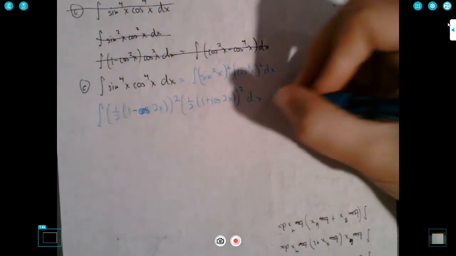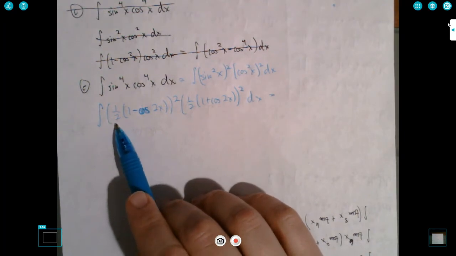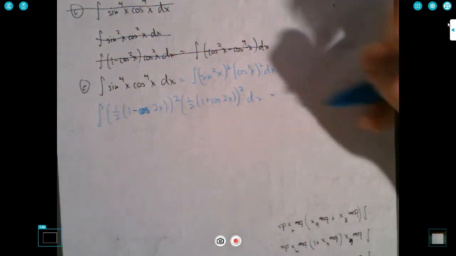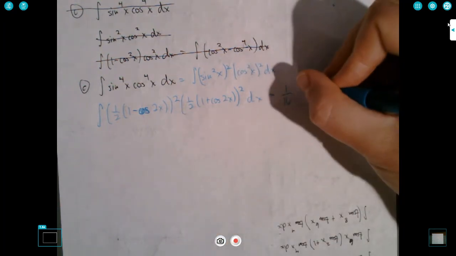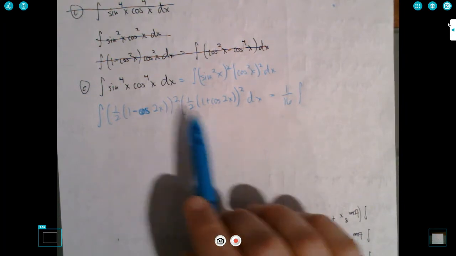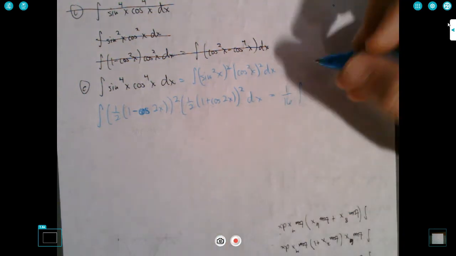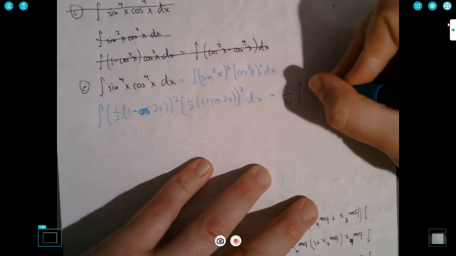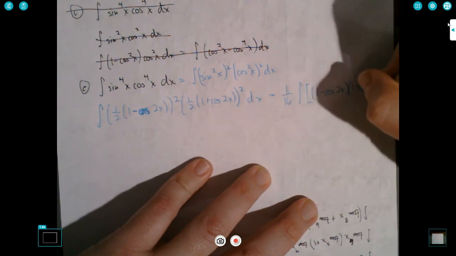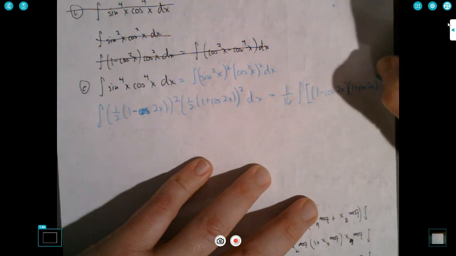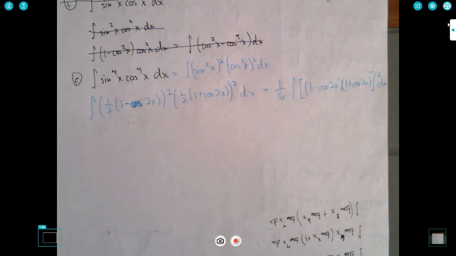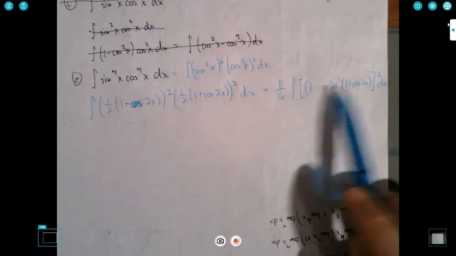Okay, but now for some arithmetic. 1/2 squared is 1/4. 1/2 squared is 1/4. 1/4 times 1/4 is 1/16. And I'm going to pull that out of the integral. Now I have 1 minus cosine 2x squared times 1 plus cosine 2x squared. Well, I can pull out the exponent and call that 1 minus cosine 2x times 1 plus cosine 2x, squared, right? Because exponents, they don't distribute across addition and subtraction, but they do distribute across multiplication. So I can just pull that out.